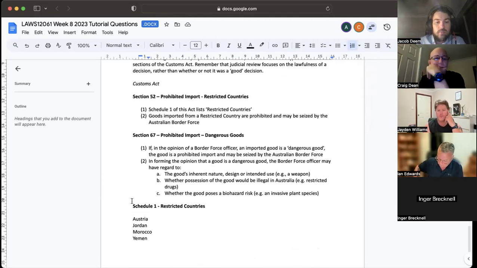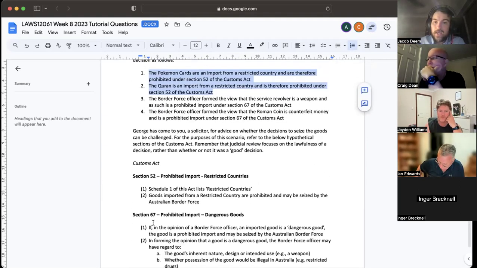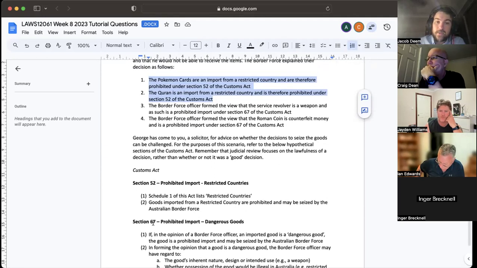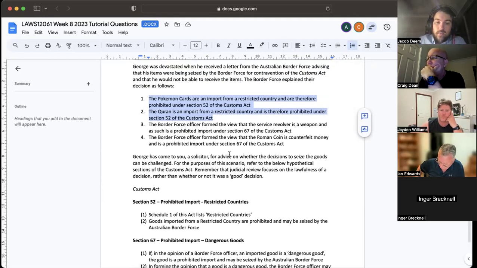So just keep in mind, Schedule 1 sets out the restricted countries. Jordan is listed, but Japan is not. So keeping that in mind, when we think about items 1 and 2 and then Section 52, what's leaping out to us as being useful and important and relevant here?